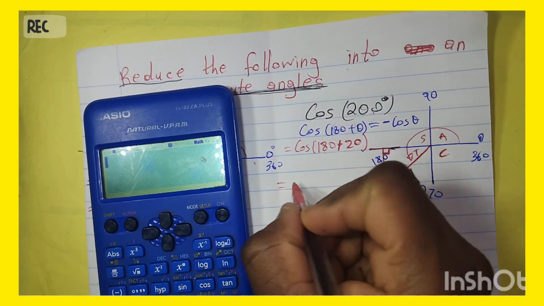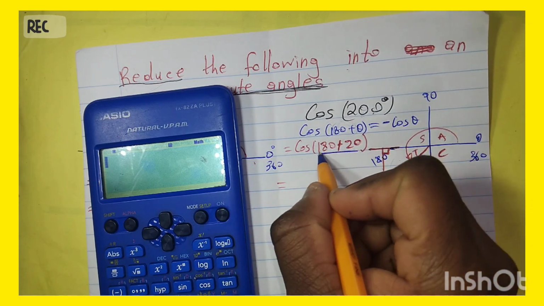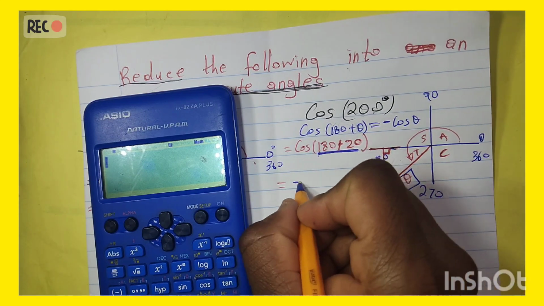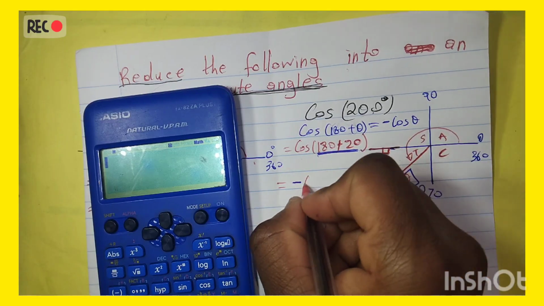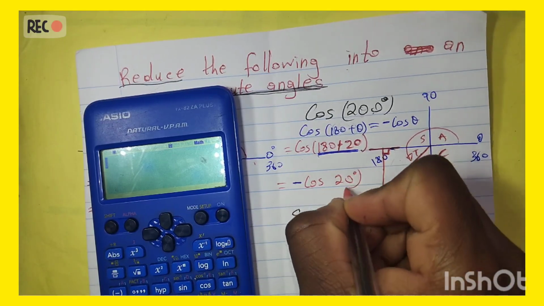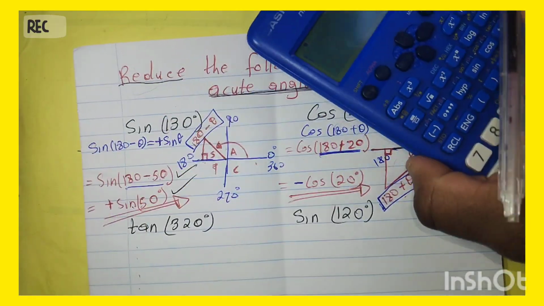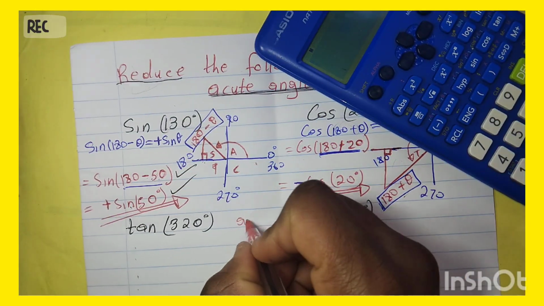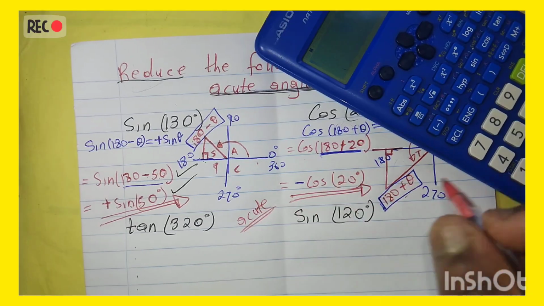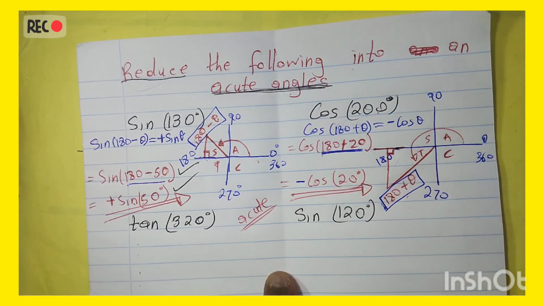So I know this is a position where cos is negative, then you reduce the angle to 20. This is what we call an acute angle. That angle is less than 90 degrees.